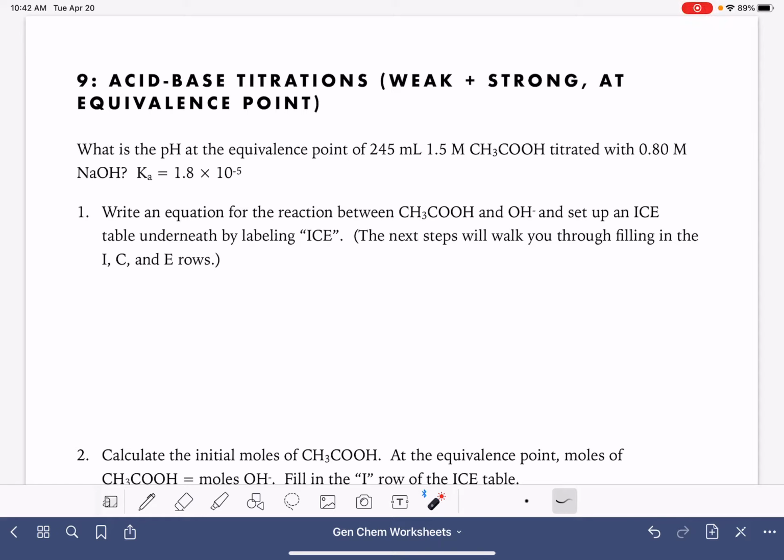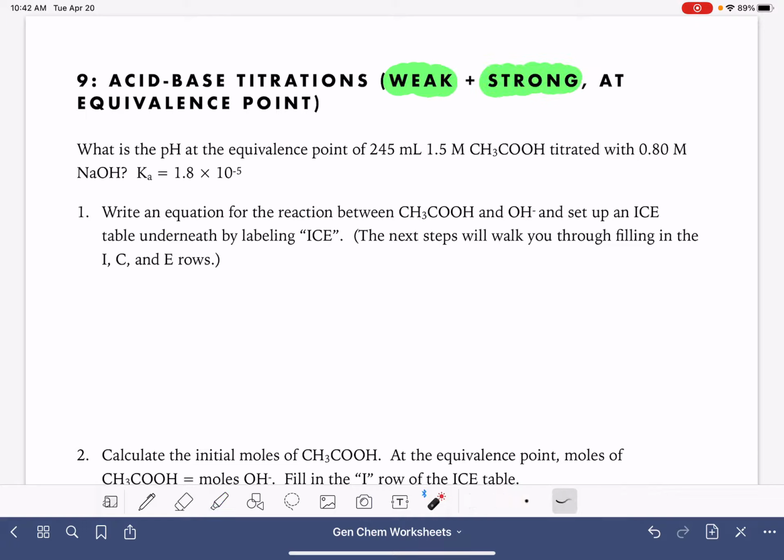In this worksheet, we're going to do an acid-base titration calculation. Just as a heads up before we get started, there are several different types of calculations that you can do for acid-base titrations. They all require a different problem-solving approach. This problem involves a titration, or a reaction, between something weak and something strong.